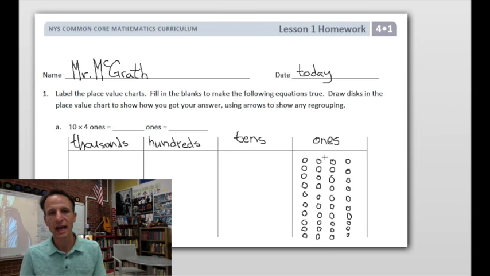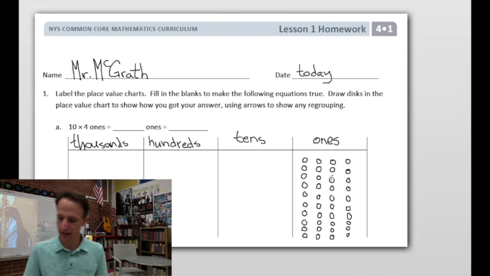Now you can see, we can start filling in the equation. How many ones do I have now that I've multiplied the 4 ones times 10? Well, there's 10, 20, 30, 40. Yes indeed, there are 40 ones.